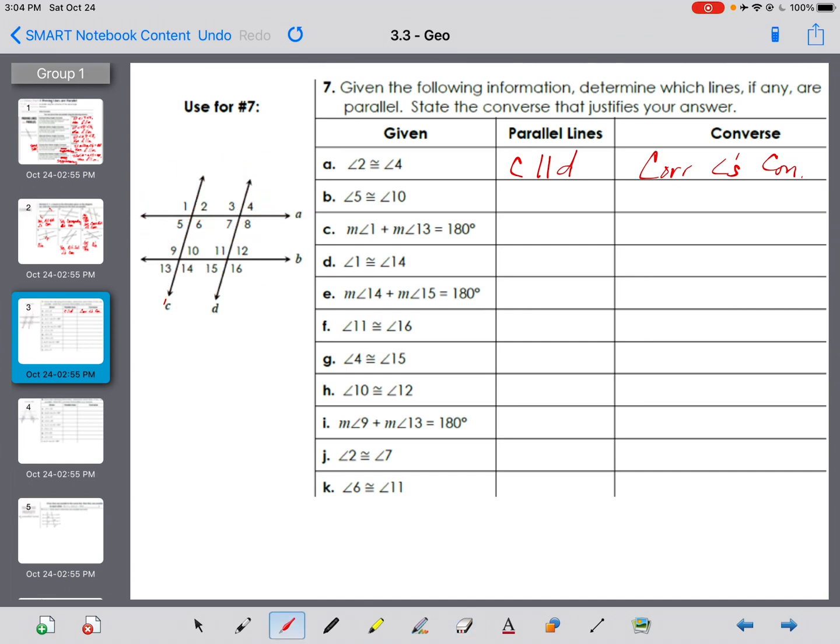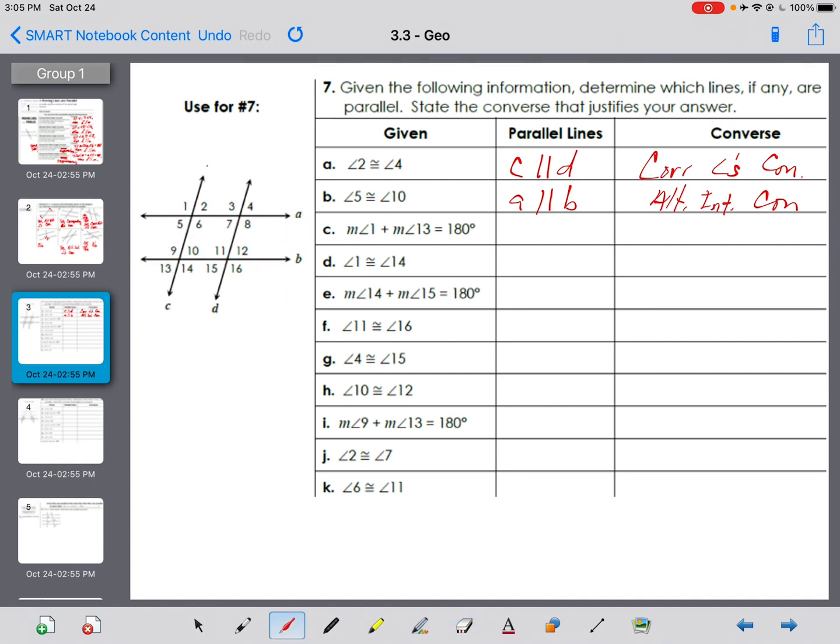Okay, let's look at 5 and 10. Angle 5 and angle 10 are congruent. Those are alternate interior. This is the cutter. These are the 2 lines being cut. So now A is parallel to B, and that's alternate interior converse.